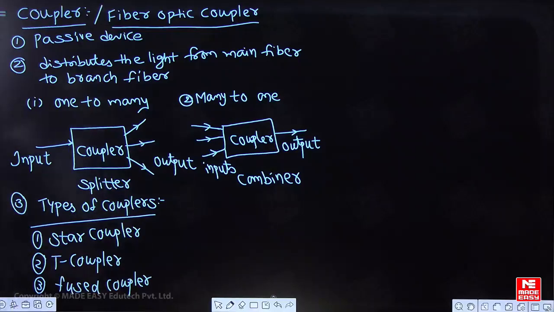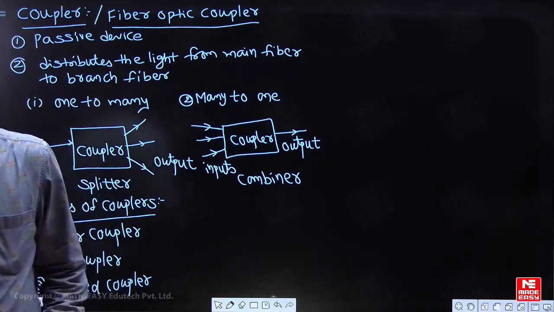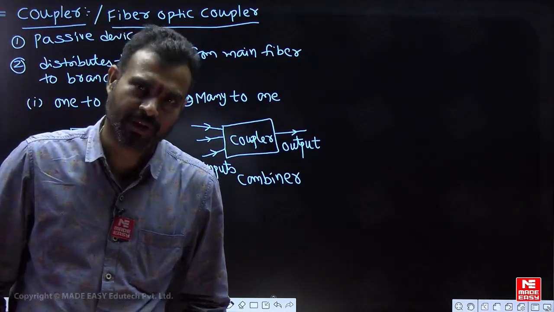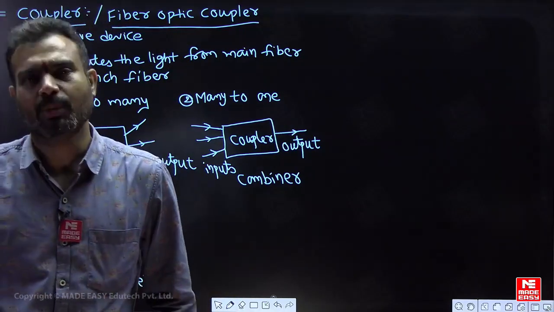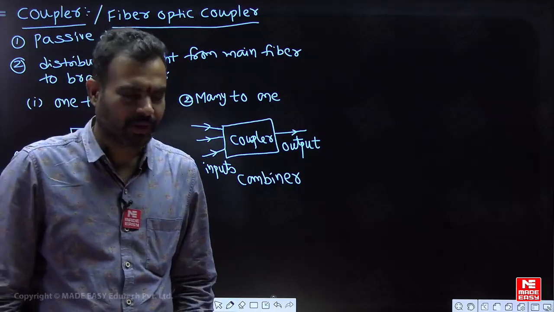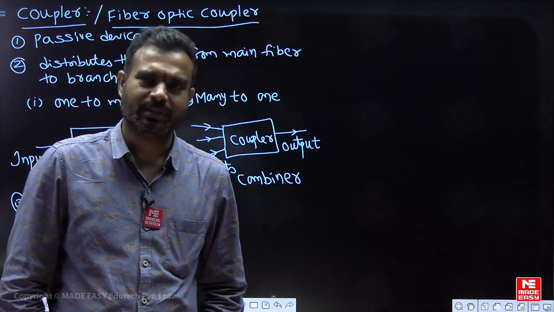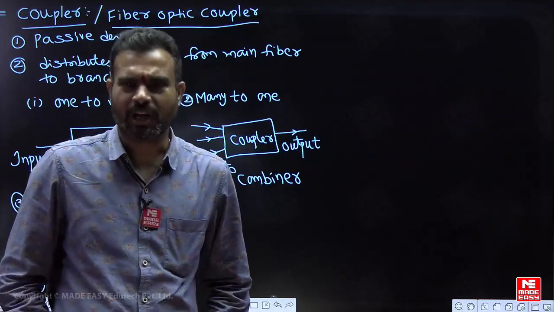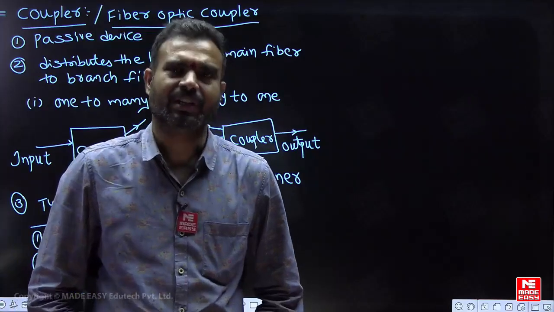I am writing only 3 couplers here, but in total we have 4 types of couplers. One is called the star coupler, the second is the T coupler, and the third is the fused coupler. The fused coupler is an extension of the star coupler, but it is specified in the syllabus, and they ask questions based on it. If you know the star coupler perfectly, the fused coupler is nothing to you. You can explain it very easily.